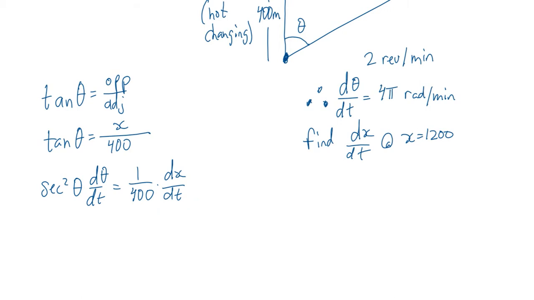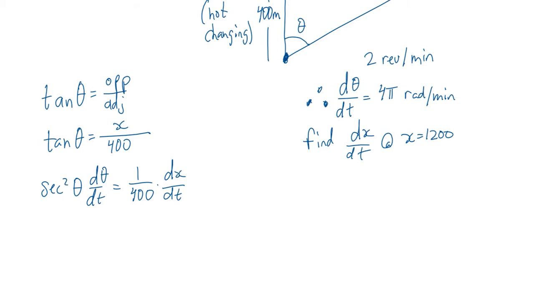Now, this is good. We're almost there, except there's one problem. We don't know what theta is, and you could find theta, but the way we generally do it is we come up with the exact value for secant theta instead of coming up with theta. That way we can do an exact answer.